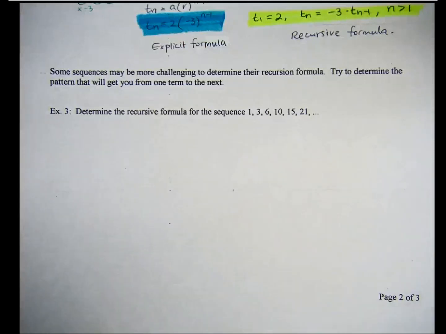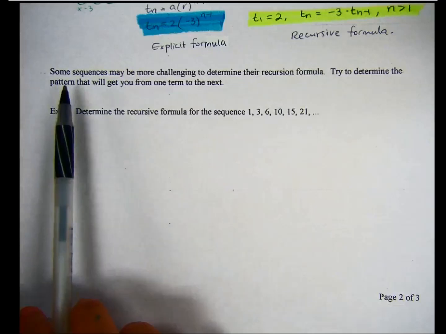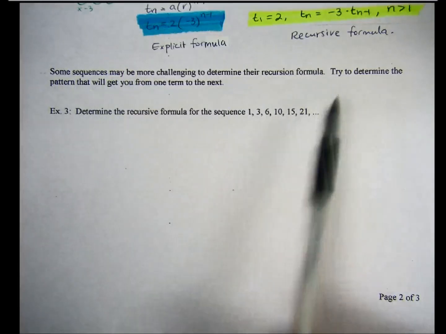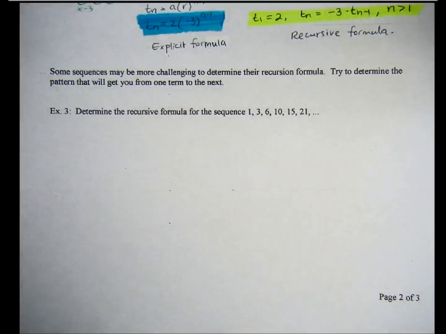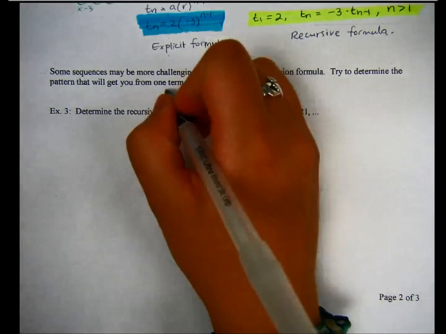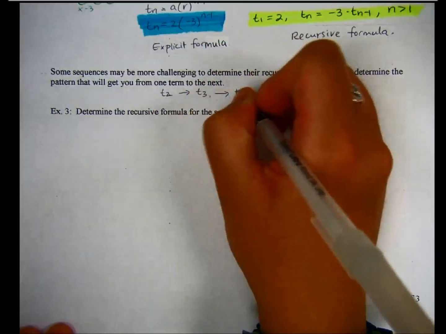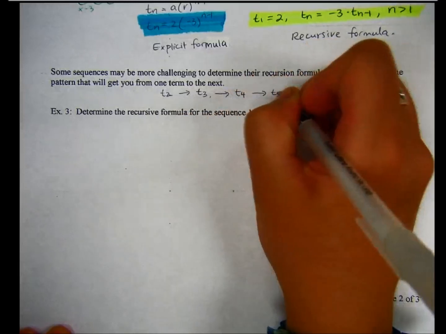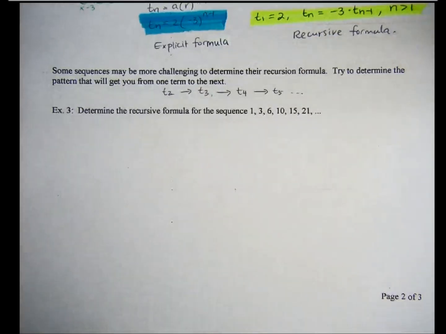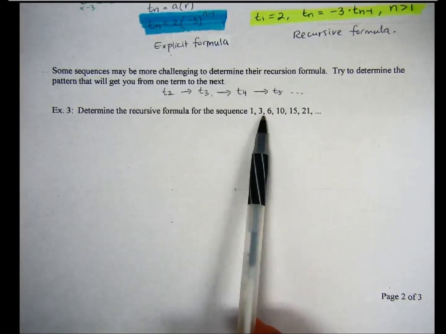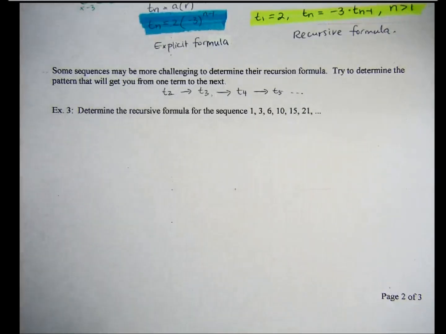All right, we're at the bottom of page 2 of lesson 7.4. So some sequences, they may be a bit more challenging to determine their recursion formula. The best advice that I can give you is try to determine the pattern that's going to get you from term 2 to term 3 and then from term 3 to term 4, and then term 4 to term 5, so on and so forth. So in this example, determine the recursive formula for the sequence 1, 3, 6, 10, 15, 21, etc.